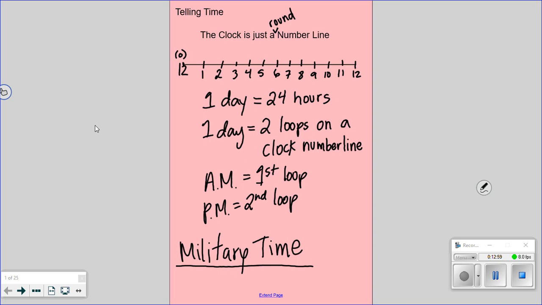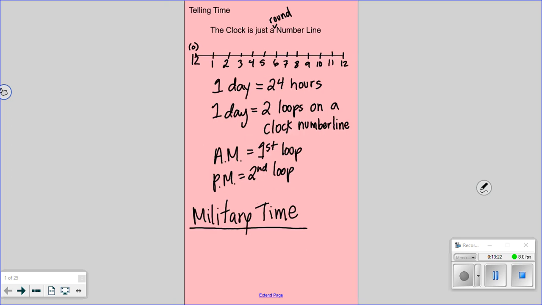They did not like this idea that I could say 6 o'clock and be talking about 2 very different times because of those 2 loops. They also said saying 6 o'clock a.m. or 6 o'clock p.m. is just too many letters. Too many extra things. So this is what they did. Go ahead and draw another number line, just like what we're used to.